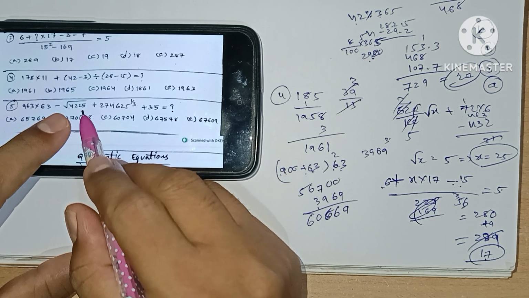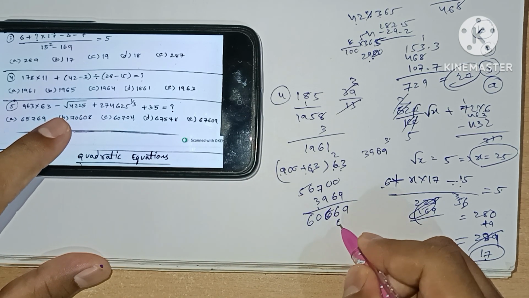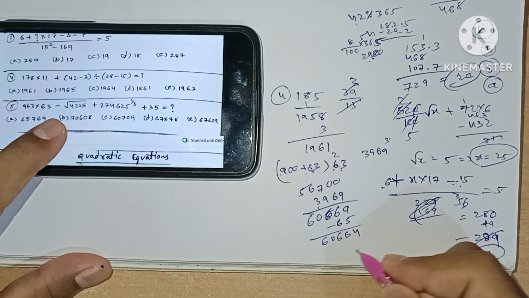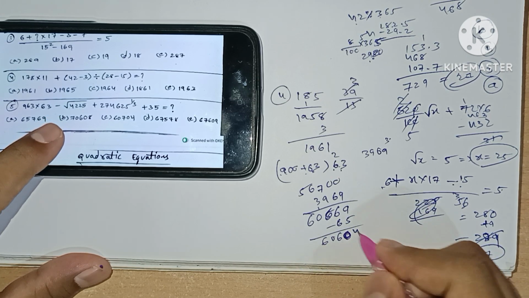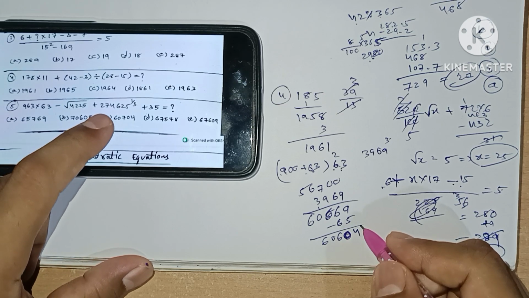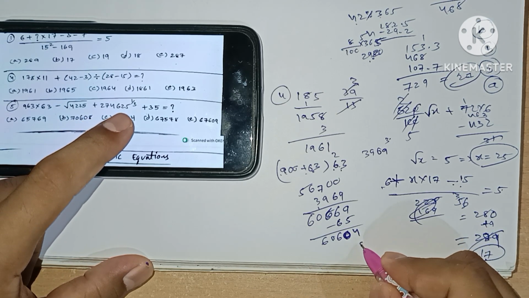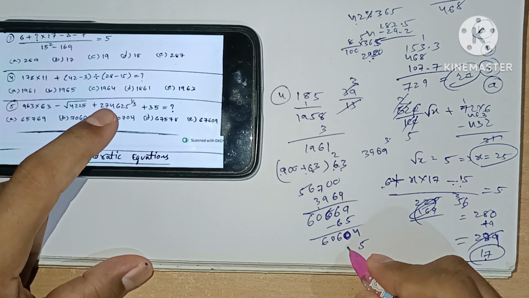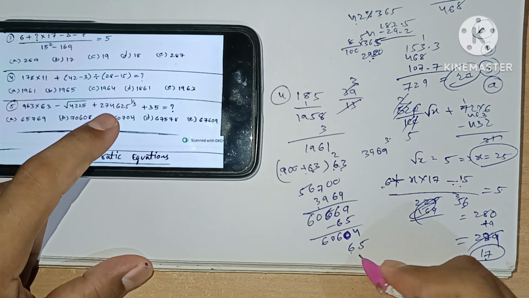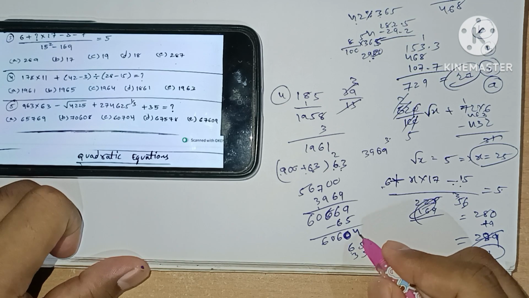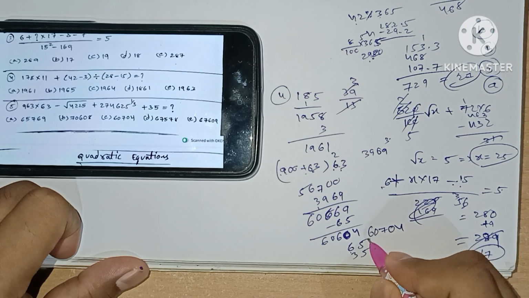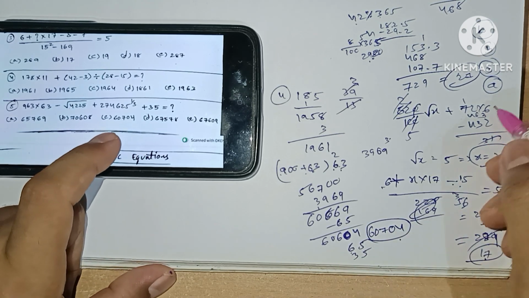Root over 4225 which will be 65 square, minus 65 means 6404. Okay, next, the unit digit is 5, so the unit digit must be 5, leaving 3 digits, 274, nearest cube is 6 cube, so the value for this one is 65 and 35, so 10 plus 4, 14. This will be 10706, 60704 is our answer, option C.